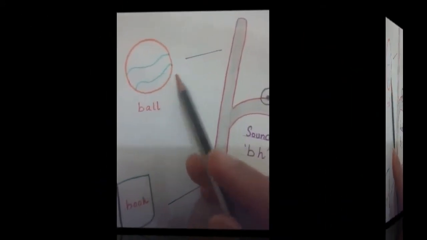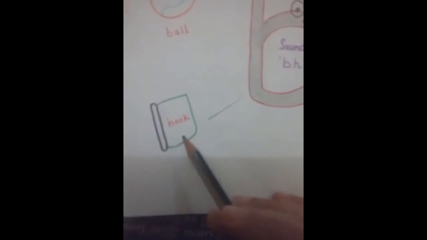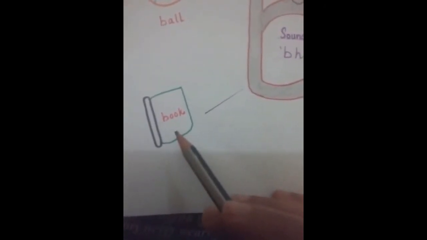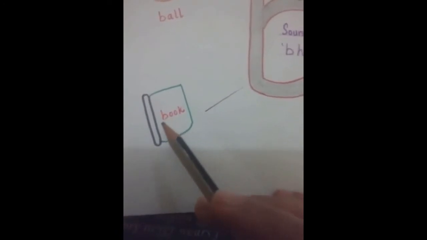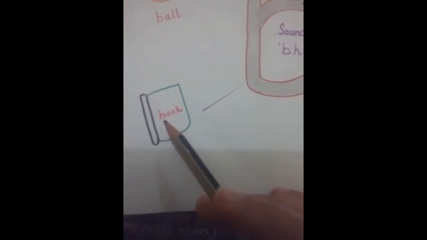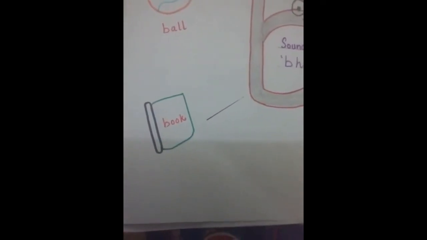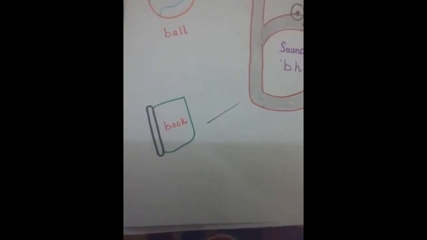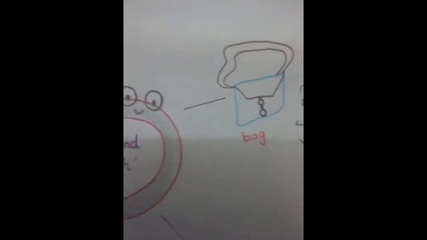Great. Ball. Great. Now come to the next picture. Wow. Book. This is a book. Excellent. And the first letter of this word is B. B, B, book. We use a book for the reading. Good. Now come to the next picture.